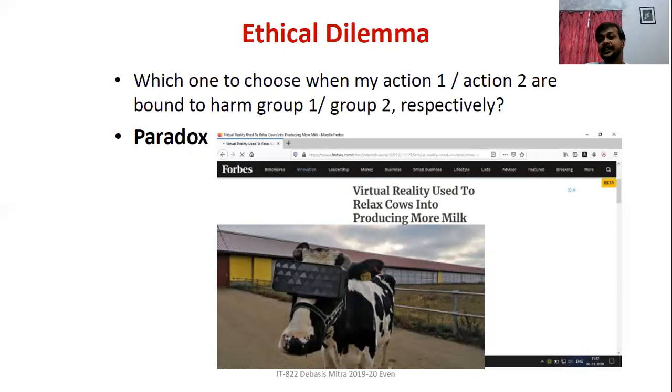Here I have given a kind of paradox, when you are not sure what to do. Very recently, I think some of you have noticed this news that dairy farms in Western countries are now using virtual reality based goggles, which give cows a feeling that they are moving around in greenland, which will relax them, make them feel better, and help them to produce more milk. So there is a dilemma. It's a paradox.